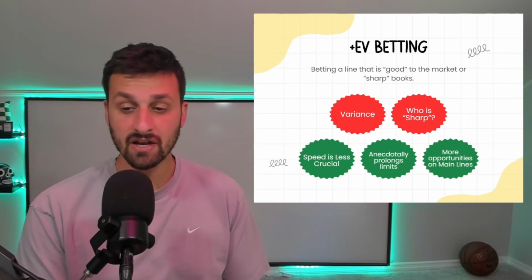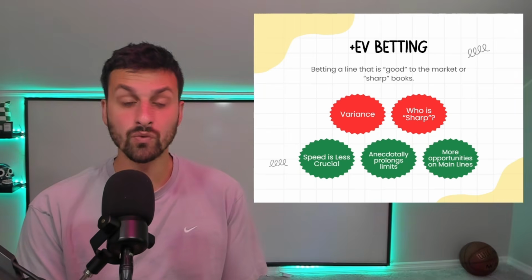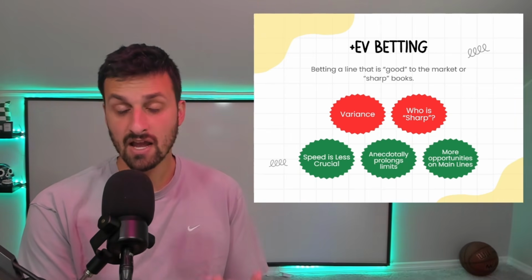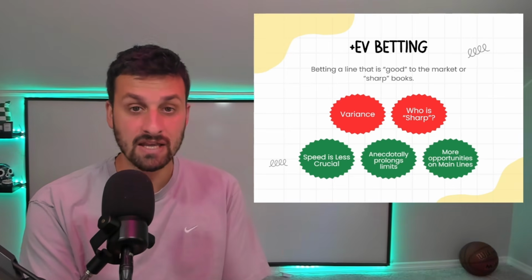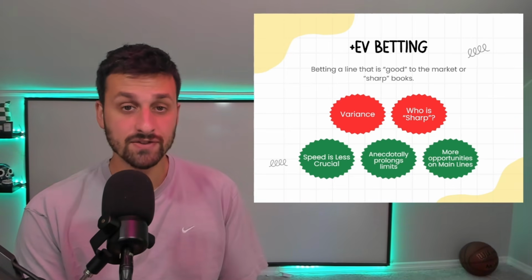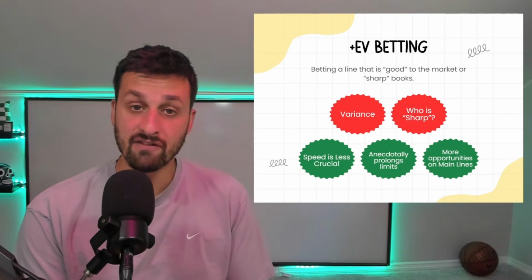Pros to plus EV betting is that speed is less crucial. You're only locking in one side of a bet and not two with arbitrage, so it is much easier, much faster to be able to get a bet in. It also prolongs limits, and there are more opportunities on main lines.